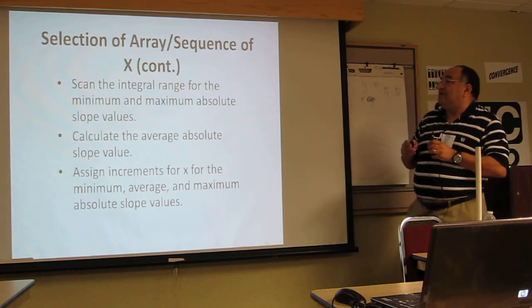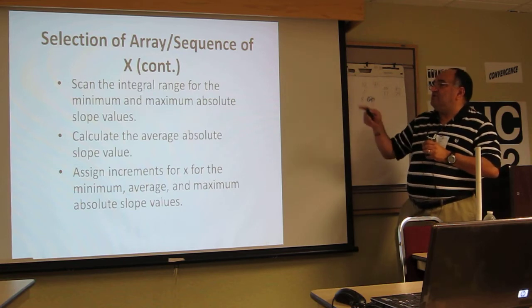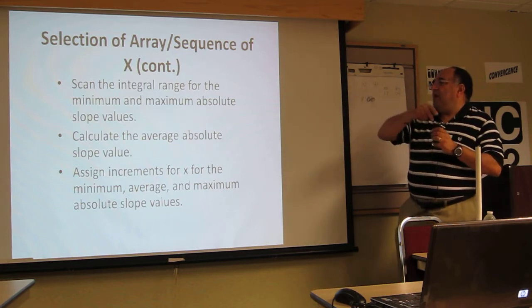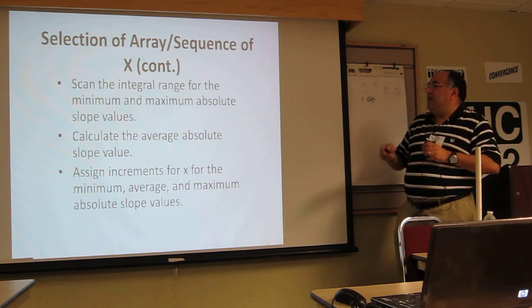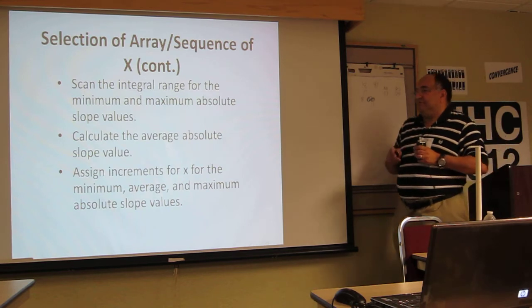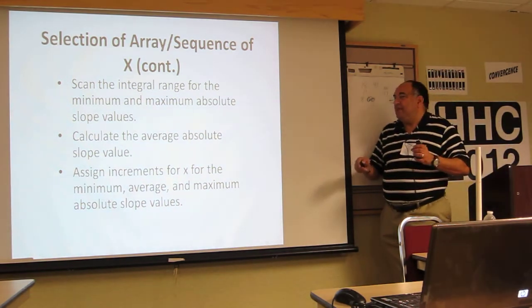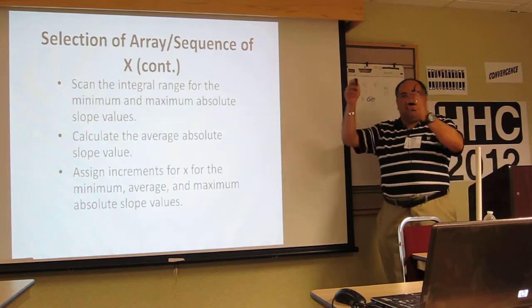So the way I start, if I want to automate calculating x, is I scan the integral range at intervals, it doesn't have to be really close, and I look for the minimum and maximum absolute slope values. Once I'm done, I simply calculate the average slope value, just take the average of the other two.